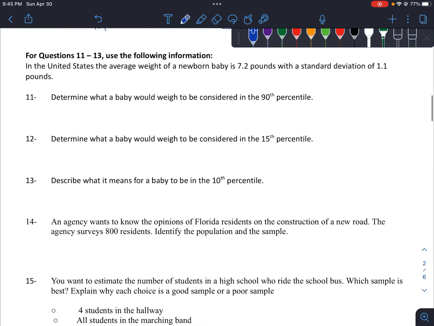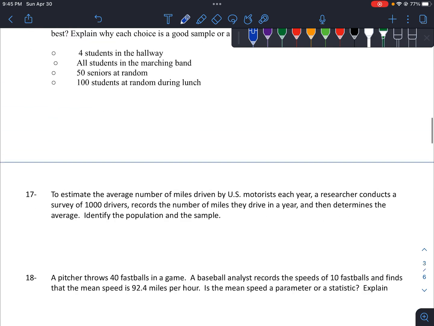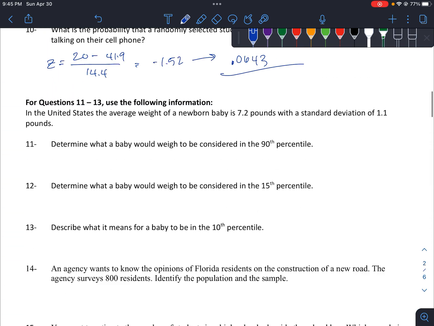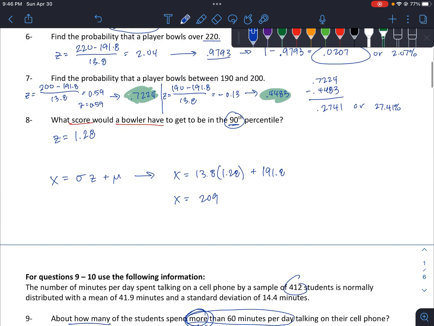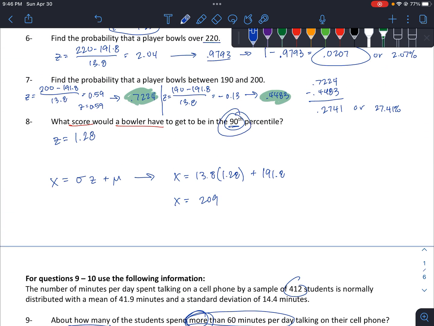Probably just do these ones, and then we'll probably do a new video for other parts, because this is all just 10-1. So in the United States, the average weight of a newborn baby is 7.2 pounds with a standard deviation of 1.1 pounds. Determine what a baby would weigh to be considered in the 90th percentile. So this is almost the same question as this.